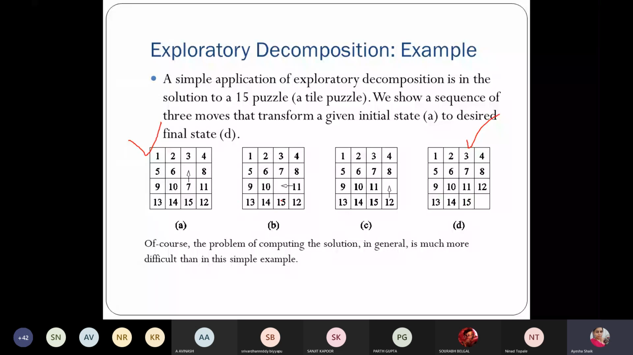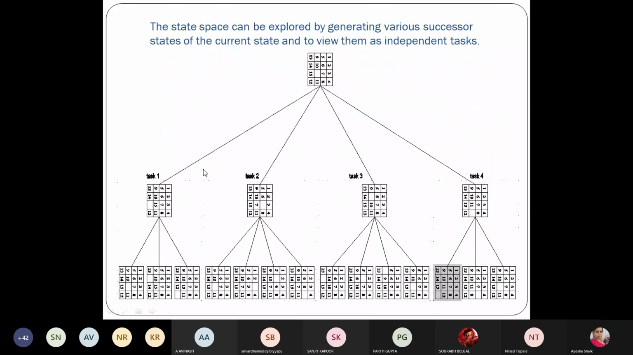But we don't know that 7 will be moved upside only; 3 could be moved downside instead. So then it becomes a little bit complex. For that purpose, how will we do this? We have to explore all the subspace by generating various successor states of the current state and view them as independent tasks.